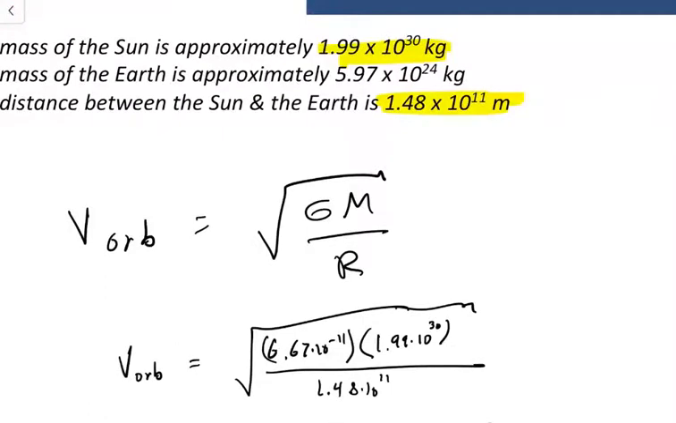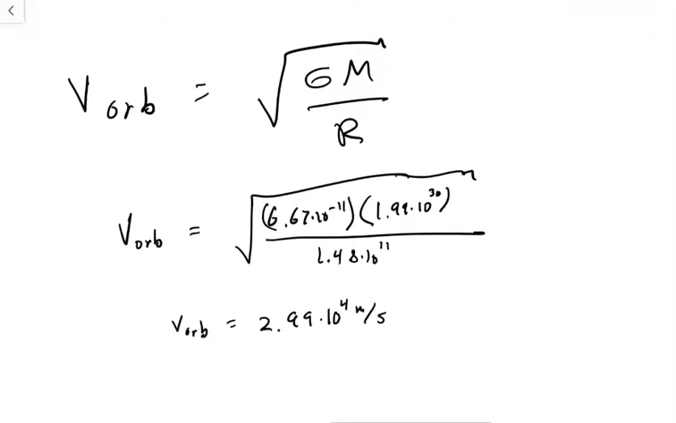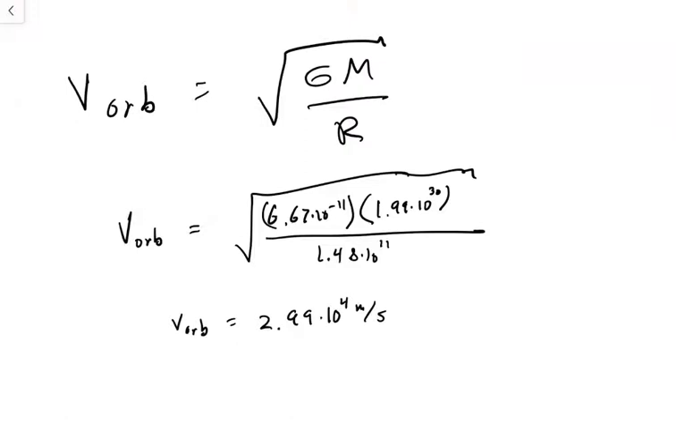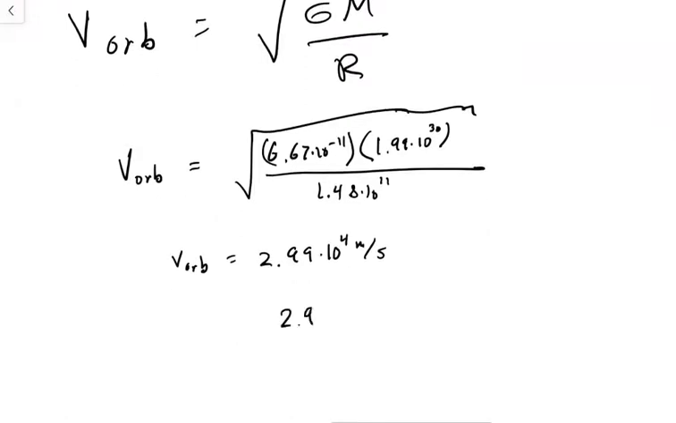All right, so if we plug these values in, we ended up with a value of 2.99 times 10 to the 4th meters per second, or 29.9 kilometers per second, which is pretty darn fast.